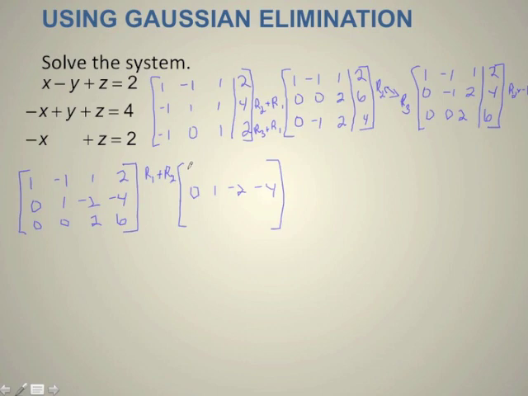So 0 plus 1 is 1. 1 plus -1 is 0. -2 plus 1 is -1. And -4 plus 2 is -2. And, oh, look. Next thing I would need is a 1. I'm going to take row 3 and divide it by 2 since it's not going to bother the other rows. 0, 0, 1, and 3.